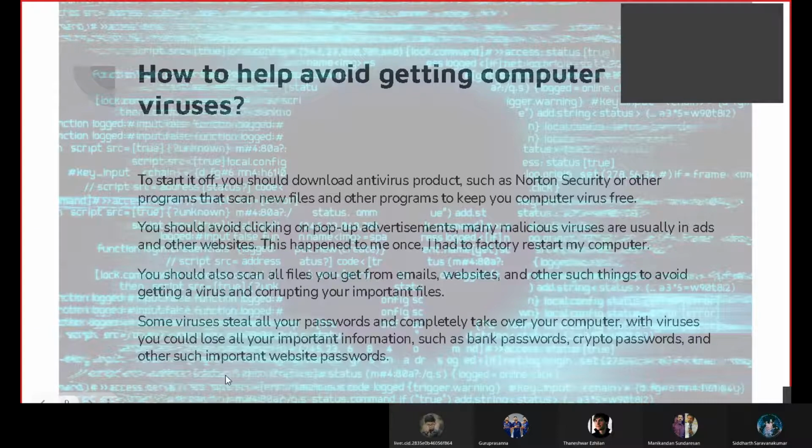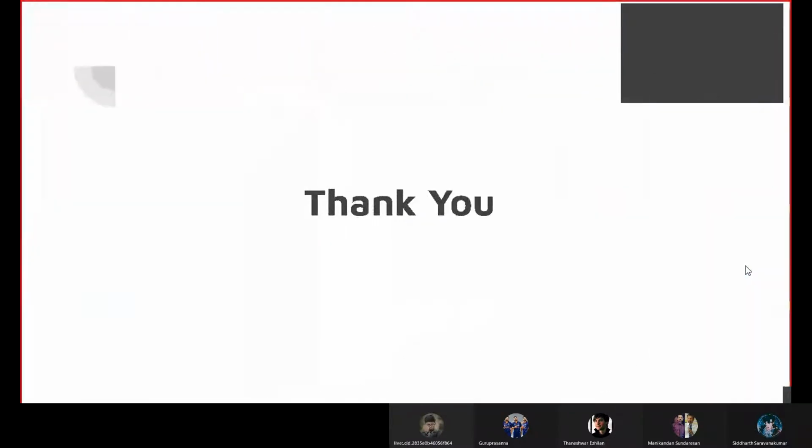And some viruses steal your passwords and completely take over your computer, like I said before. With viruses, you could lose all your important information, such as bank passwords, crypto passwords, and other important website passwords that you really don't want other people to have. Thank you. The end.